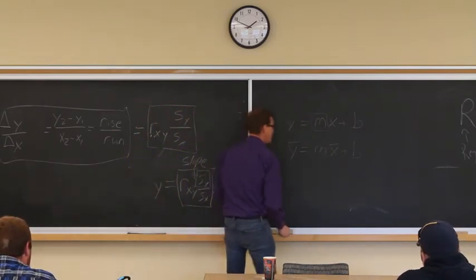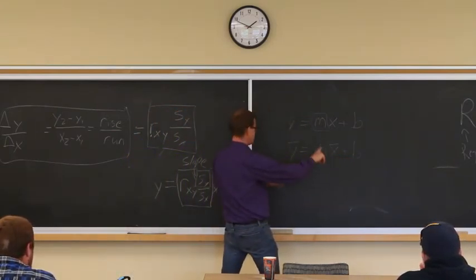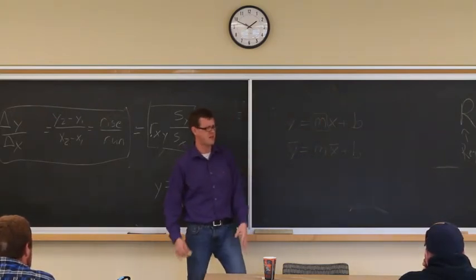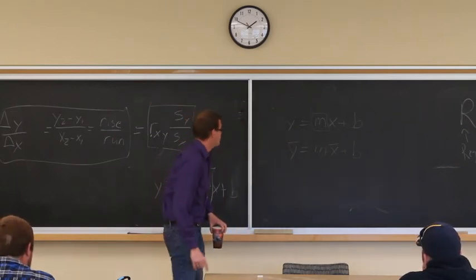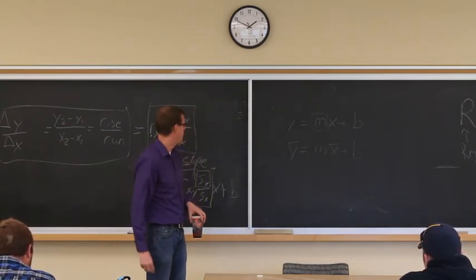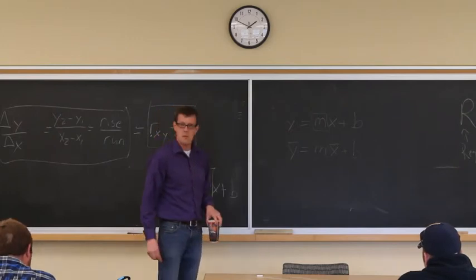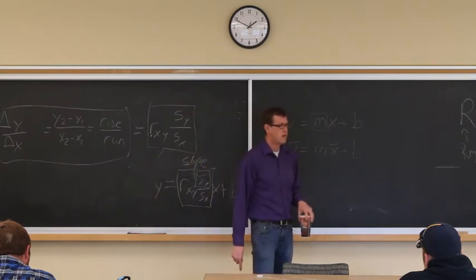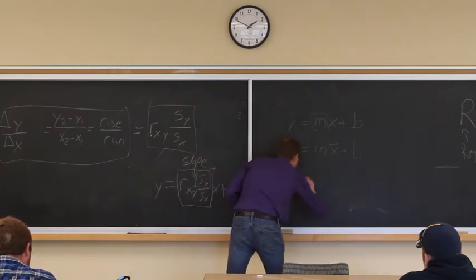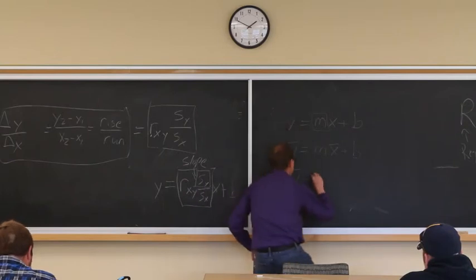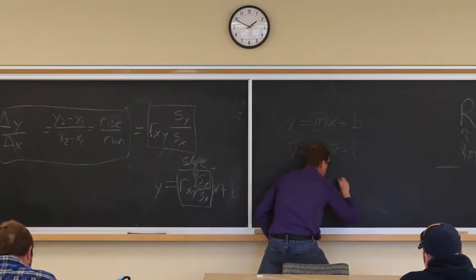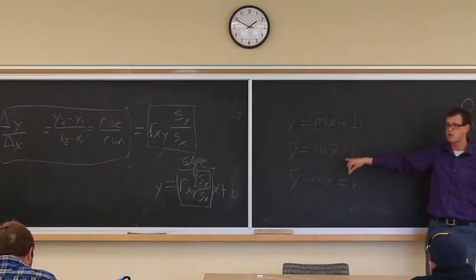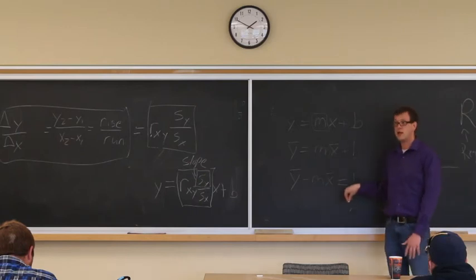The line should pass through that point. So what does b equal? This is some plain old easy algebra. The mean of y minus m times the mean of x equals b, right? We just subtracted m times the mean of x from both sides. Now we've calculated the intercept.